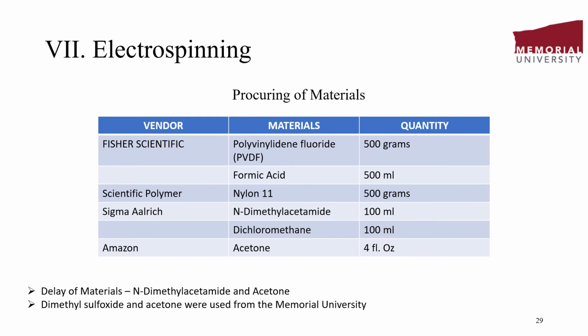This is a table which states the vendors, the materials, and the quantity we purchased. We ordered polyvinylidene fluoride and formic acid from Fisher Scientific, 500 grams and 500 ml. Then we ordered nylon 11 beads from Scientific Polymer, 500 grams. And we ordered dimethyl acetamide and dichloromethane from Sigma Aldrich, both 100 ml. And lastly we ordered acetone from Amazon.